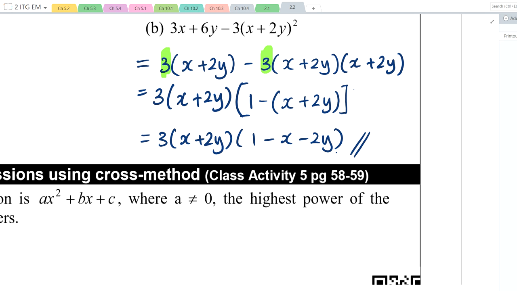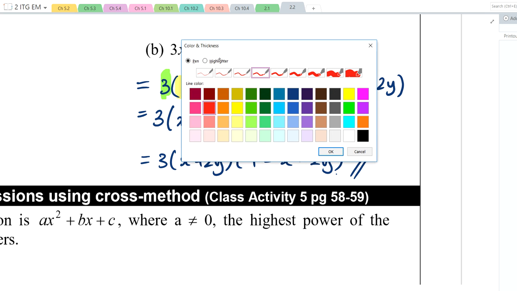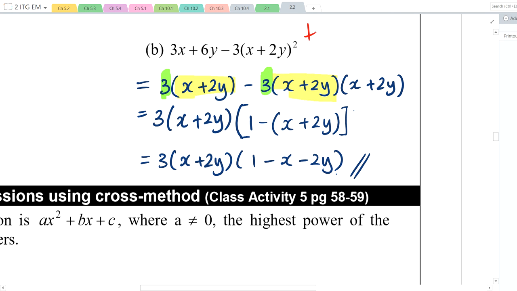Okay, let me continue to highlight the common factors. So here I've got 1, here I've got 1. Factorizing out the green and the yellow one at the same time, leaving me with 1 minus x plus 2y. So this is the type of question that we can expect for our test. Okay, so included it over here already. Next.